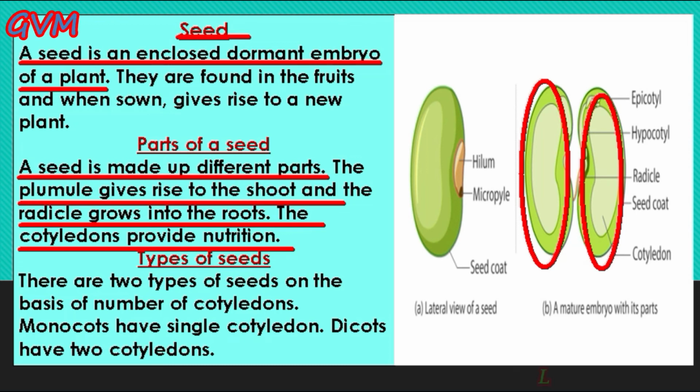And students, on the basis of the cotyledons, seeds are classified into two types, monocots and dicots. Students, monocots have a single cotyledon, like corn, wheat, rice. And students, dicots have two cotyledons, like gram, moong, coriander, etc.